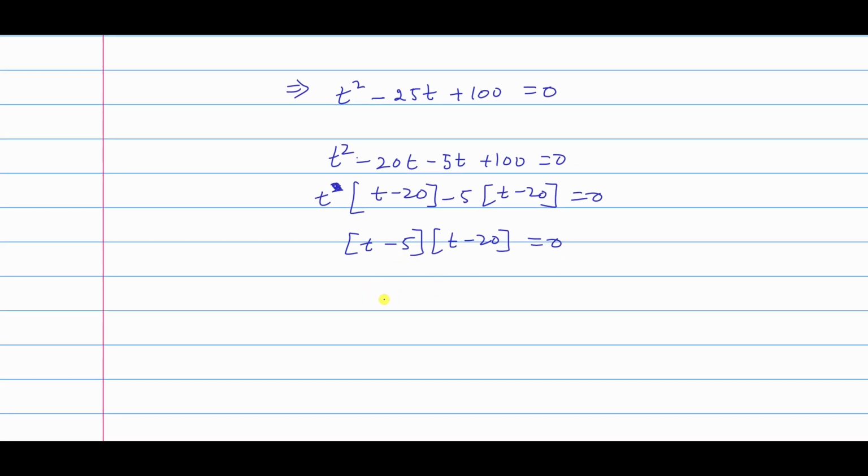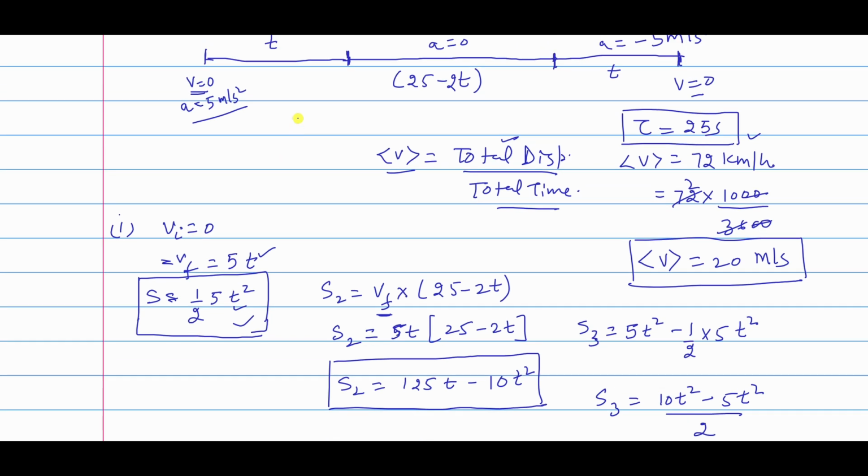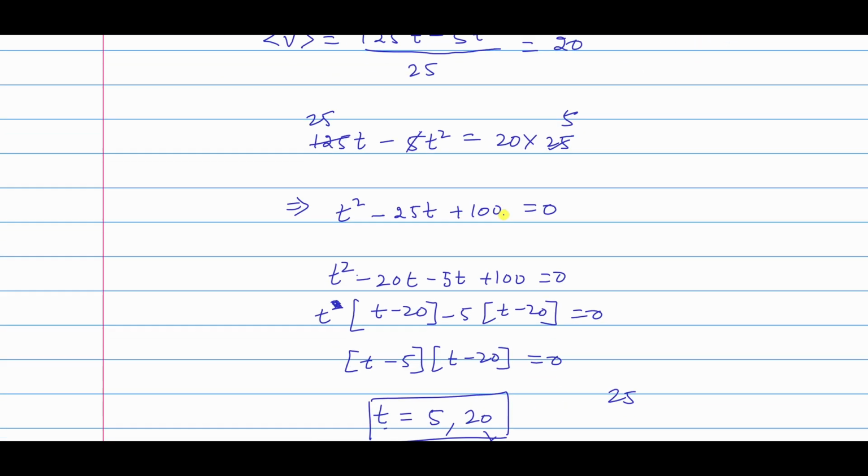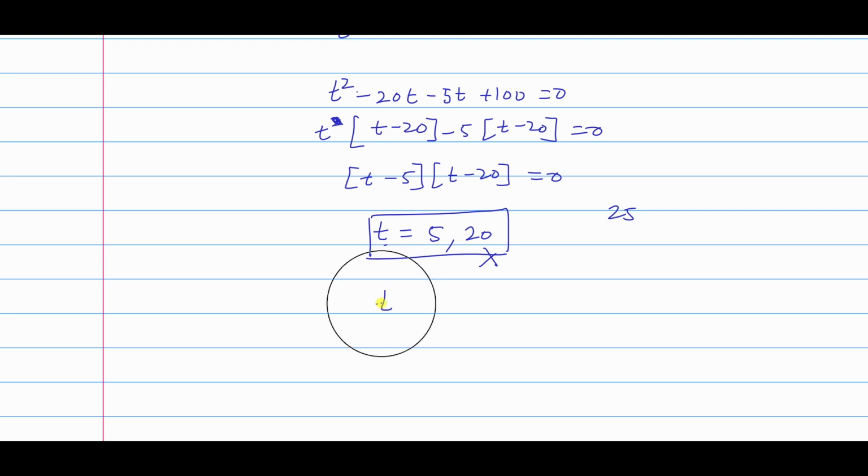So t will be equal to either 5 or 20, right? So these two values we got, we need to decide which one is true. Basically 20 cannot be true because the total time is 25, and if this alone is 20, then it will be 40 seconds. So it cannot be true. So the true value of t is 5 seconds.